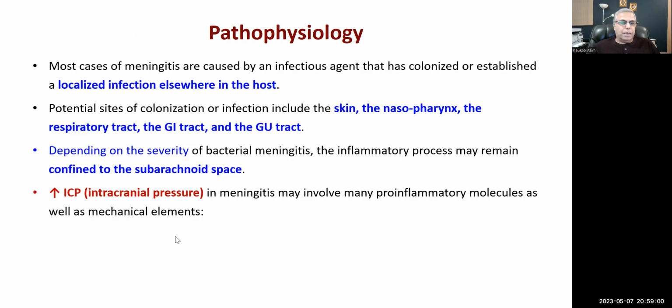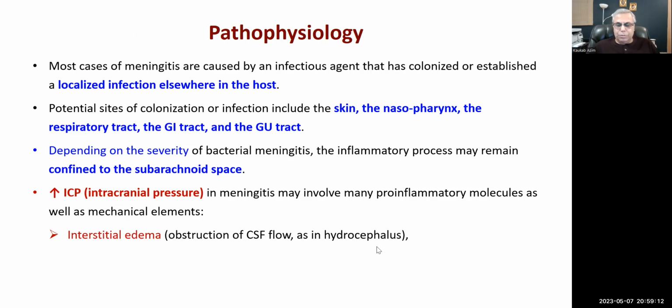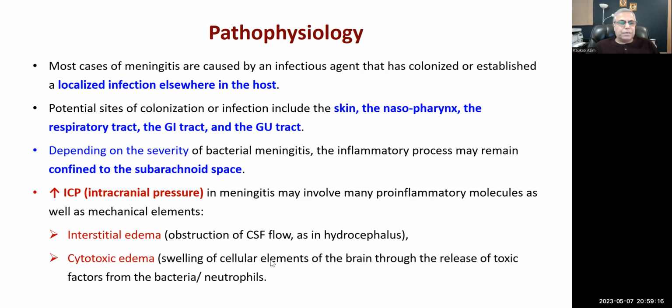next slide. And there could be mechanical events, like some sort of procedures on the brain, interstitial edema, obstruction of CSF flow as in hydrocephalus. There could be cytotoxic edema, swelling of the cellular elements of the brain through the release of toxic factors from the bacteria or neutrophils.